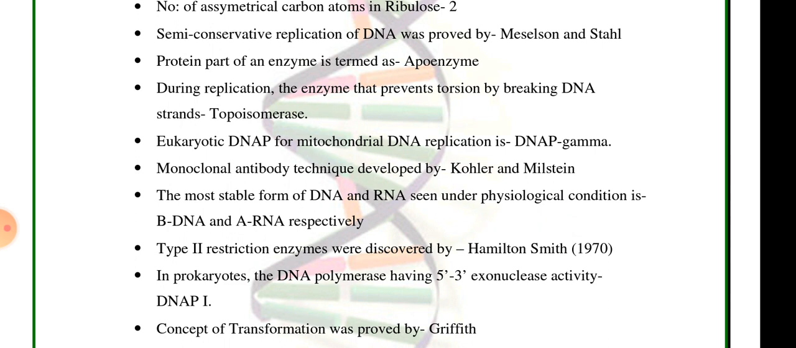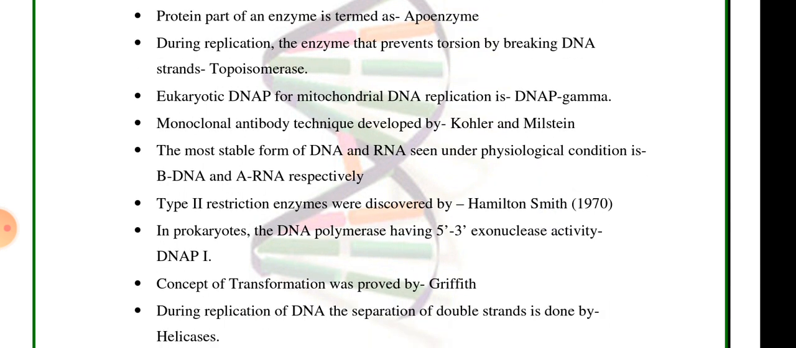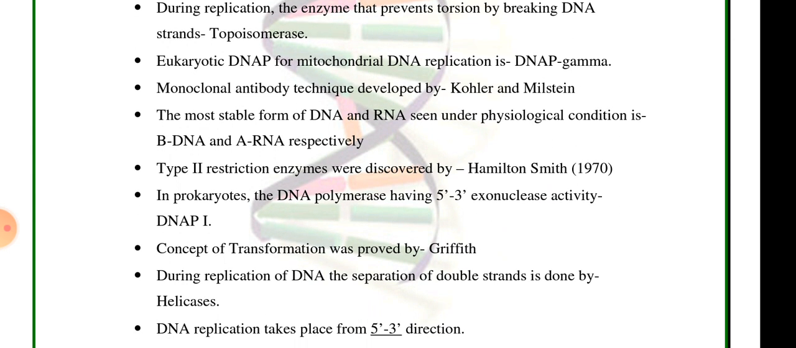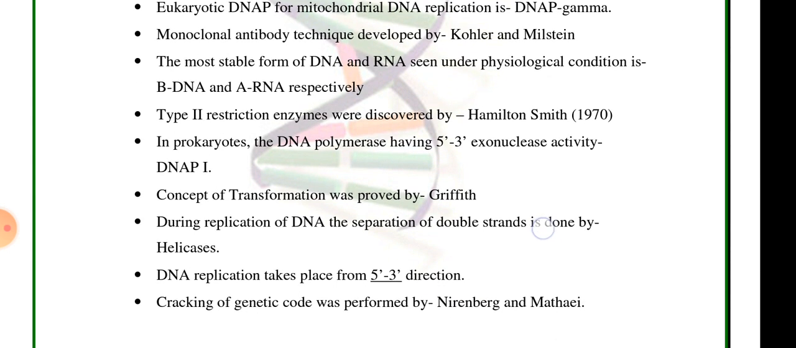Concept of transformation was proved by Griffith. During replication of DNA, the separation of double strands is done by the DNA helicase enzyme. DNA replication takes place from 5' to 3' direction. Remember the larger number, 5, 3, 53. Opposite will be 35. 3 is the smaller number, so 5 is the larger number. DNA replication takes place in the 5 to 3 direction, so remember it as the 53 direction.